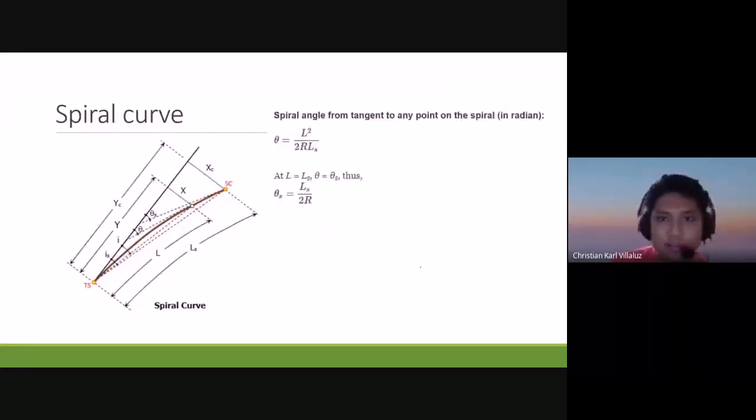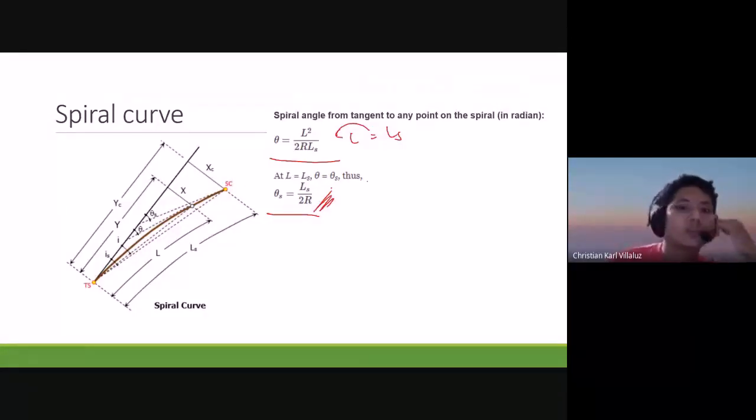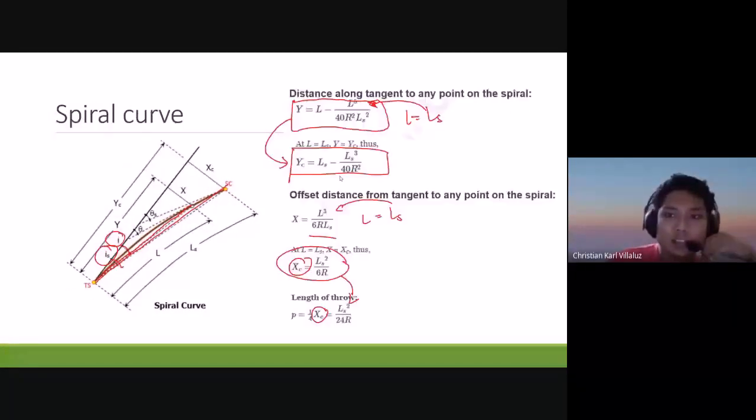Next, spiral angle from tangent to any point on the spiral. Theta equals L squared over 2R LS. So kung pinapahanap naman theta S, replace mo ulit L by LS. Ito na yung kakalabasan. So much better if ang i-memorize nyo na lang ay yung distance along tangent at any point.